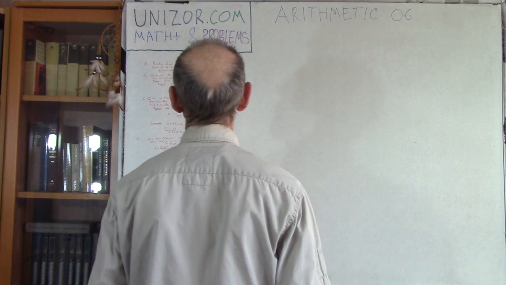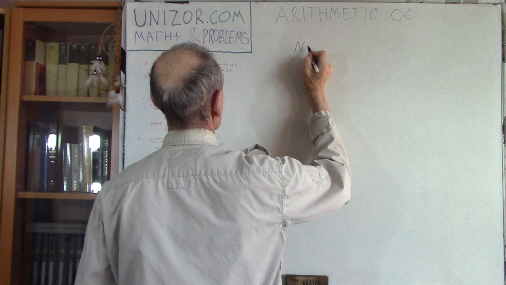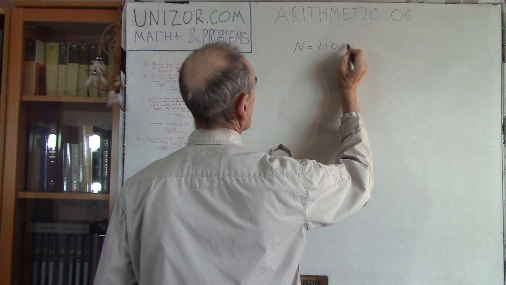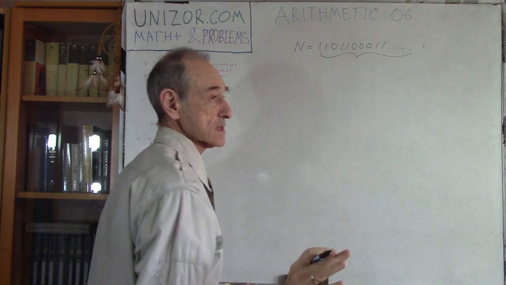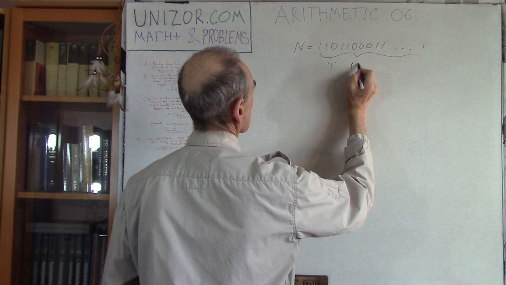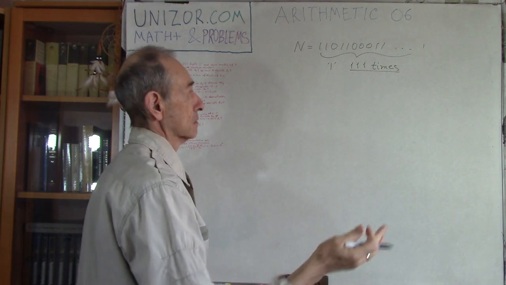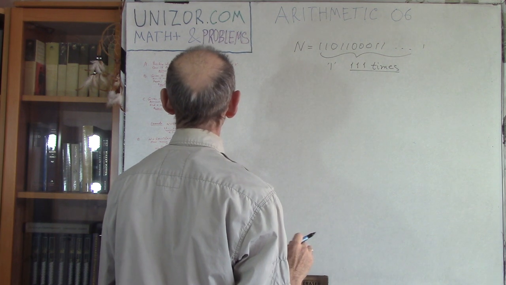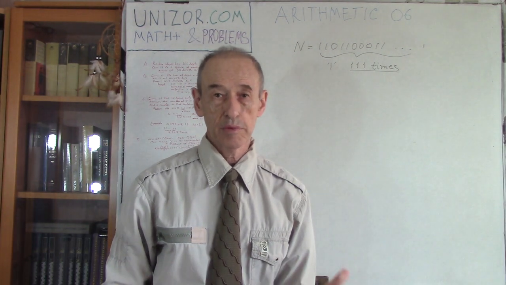Problem number 1. We have some natural number, a positive integer number n, which contains only ones and zeros, something like this. The total number of digits is unknown, but I know that the digit 1 appears 111 times. The digit 0 appears an unknown number of times, whatever. So the question is, can this number be a square of another integer number?